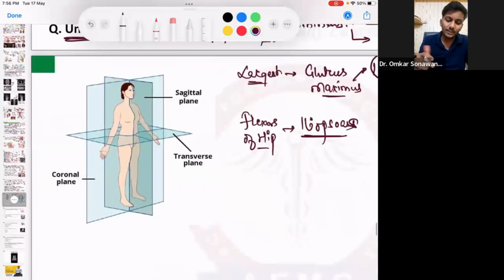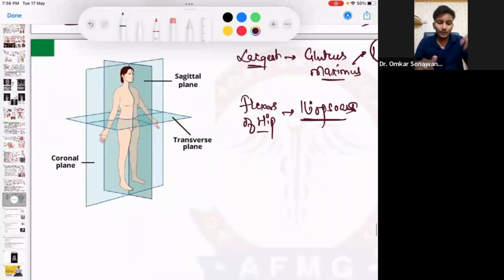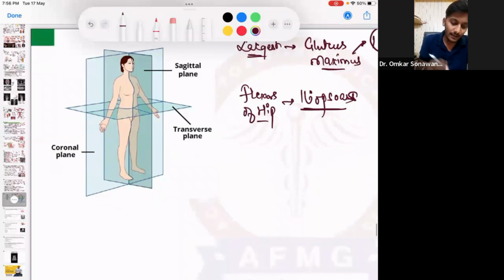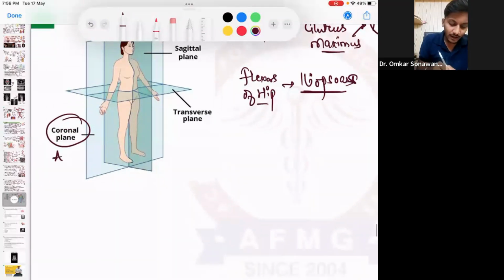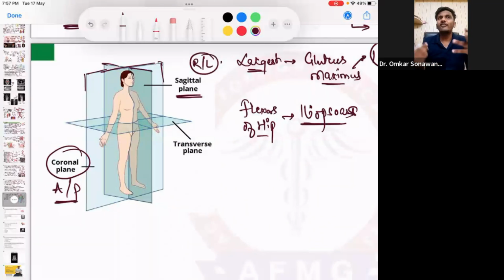Then these are the planes that you need to remember. The plane which will divide the body in anterior and posterior is known as the coronal plane. The body divided in right and left half is known as the sagittal plane.